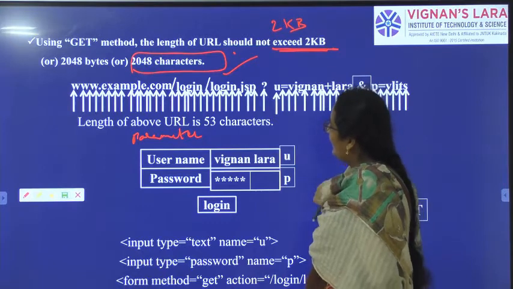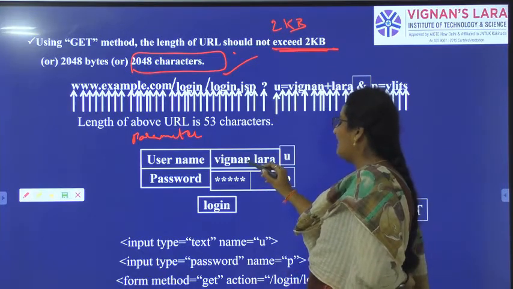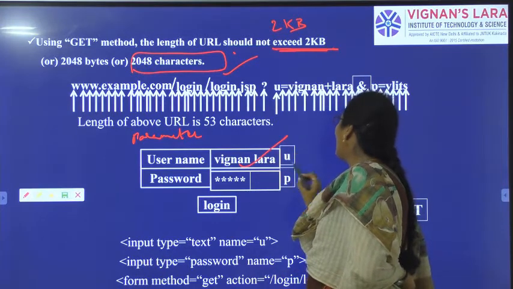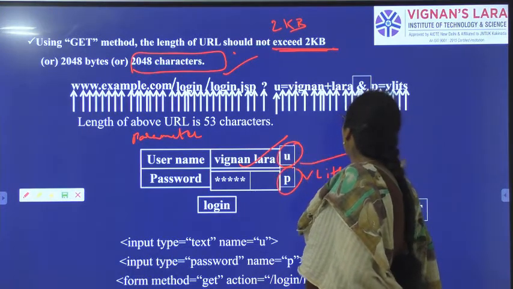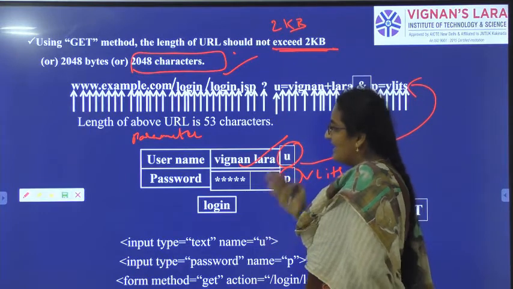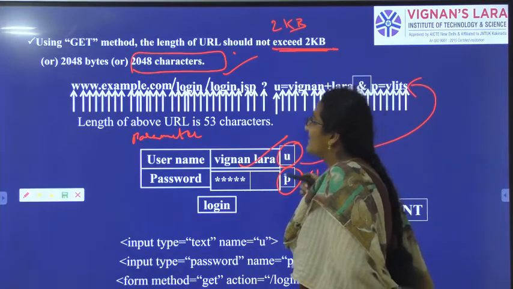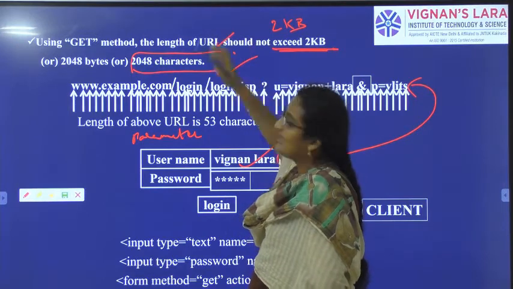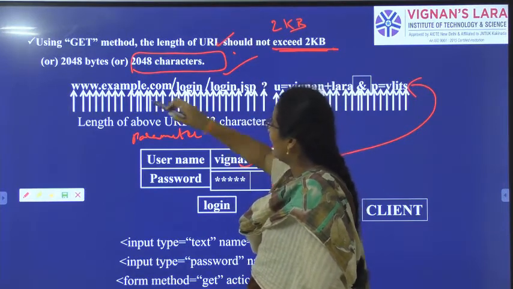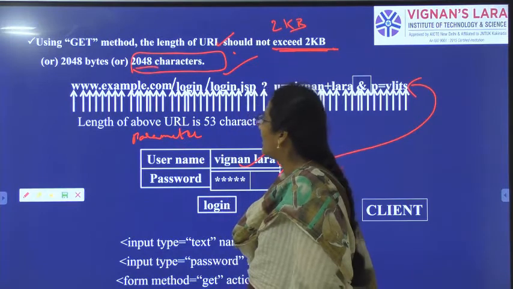If you see here, I have given the username as Vignal Lara and password as VLITS. Now this username and password also will be attached to your URL. So the length of your URL is increasing. If the length of your URL increases, we cannot use the get method. In the get method, the length of the URL should be only 2048 characters.